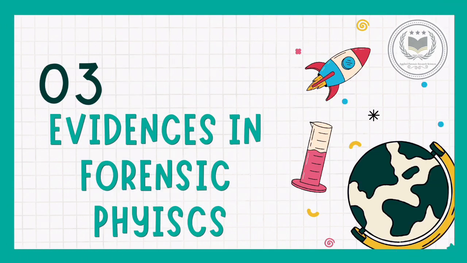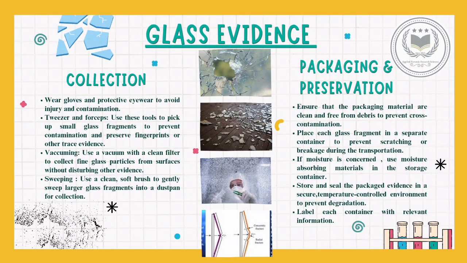Moving on to our next topic, we now have the common types of evidences that are examined under the Department of Forensic Physics. The first being the glass evidence. The name itself suggests that the glass evidence includes any type of glass piece or article present at the crime scene. We are going to study the collection, packaging, and preservation for all types of evidences.